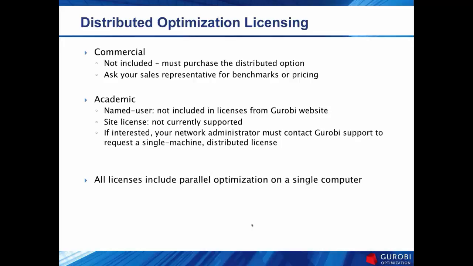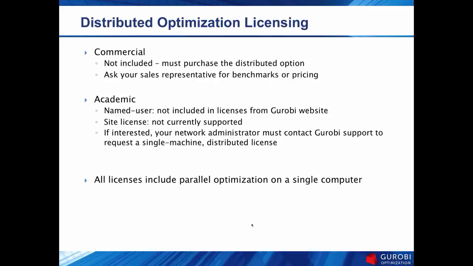For academic users, we're happy to provide it at no cost, but it has to be provided on demand for the following reason. We're not including it with the named user licenses, and the site license, unfortunately, is not currently supported. It's not possible today, given the current system, to include the distributed optimization feature with the academic site licenses. But if you're interested as academic users, please ask your network administrator to contact us, and we'll be happy to provide you a license. But note that that license will be a single machine license. That will be your manager machine, and then that will allow you to do distributed optimization on various computers at your university.